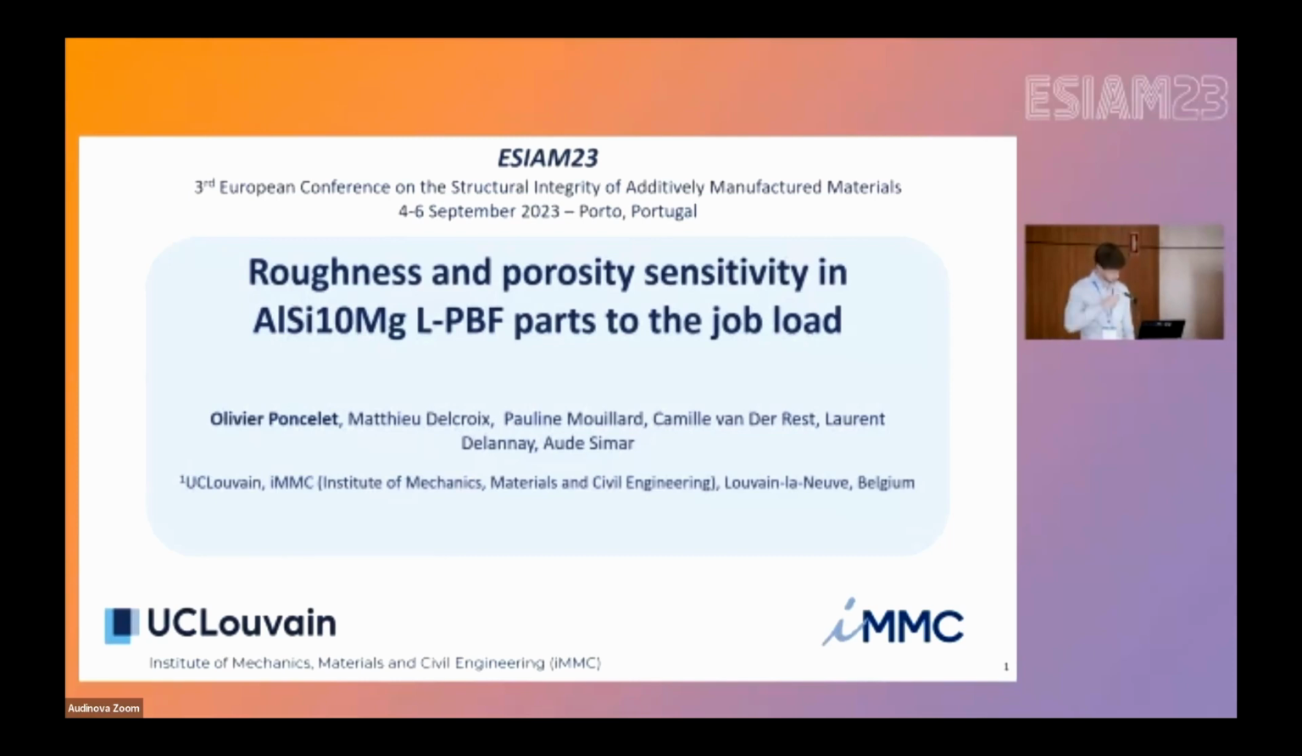So my talk here is about the appearance of defects such as roughness and porosity in aluminum silicon 10 L PBF parts when the job load is changing. And when I say job load, I mean the surface to build per layer.